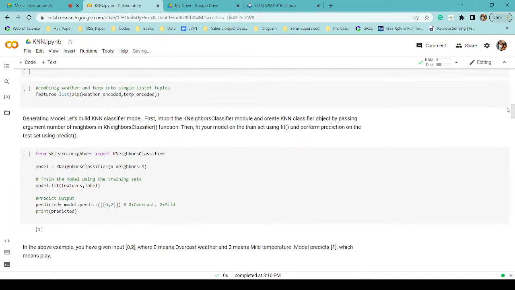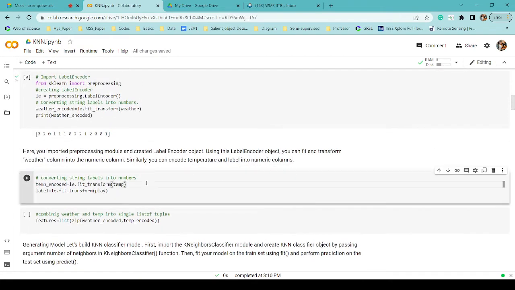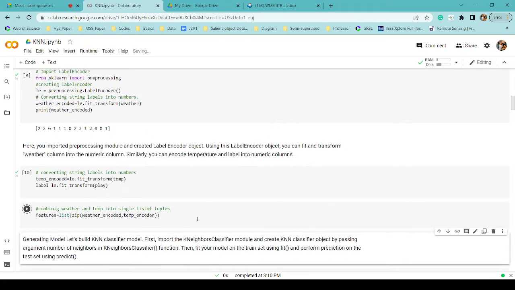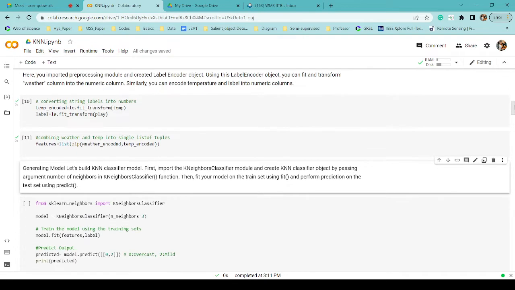Similarly, I need to do it for my temperature and play as well. I did the encoding part for those too. For play, 0 and 1: 0 means you cannot go to play, 1 means you can go for play. Now, what are the two data sets I need to work with to get my output? Weather and temperature, and based on these I'll get my output in terms of play: whether you should go to play or not. So I'm making a list of it, combining weather and temperature. That's it, nothing much.